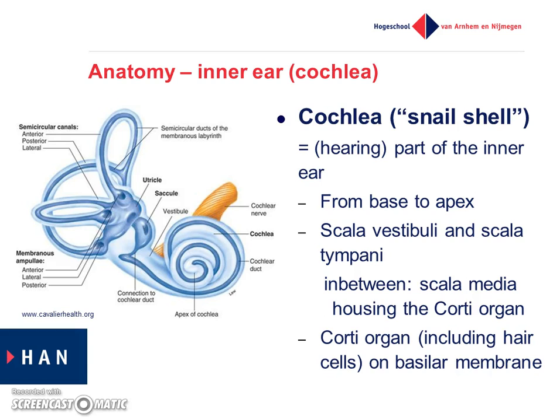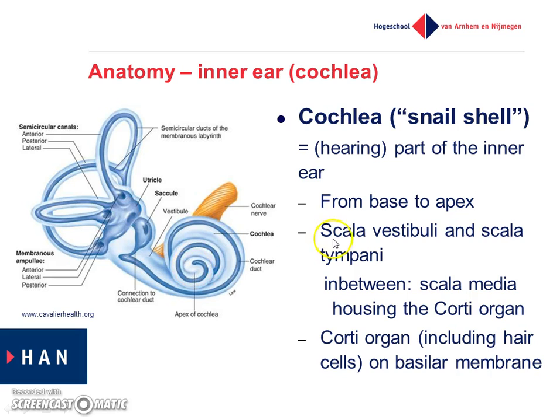Let's have a closer look at the cochlea, the snail shell. The cochlea, which is this thing, is the hearing part of the inner ear. We have different parts of the cochlea. For example, the base, which is the biggest part, and then the snail curls up until you end at the apex.